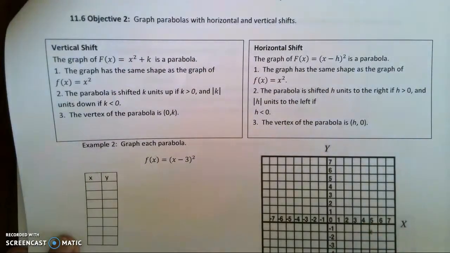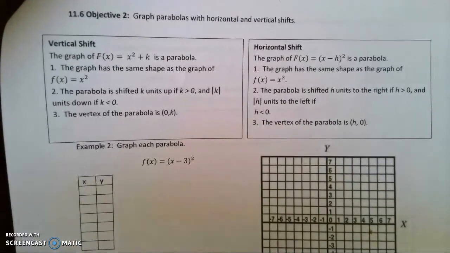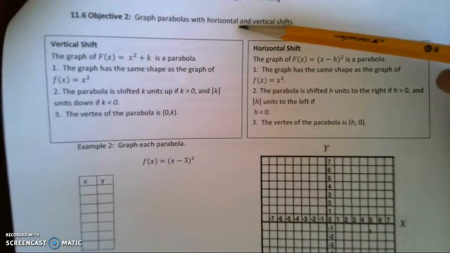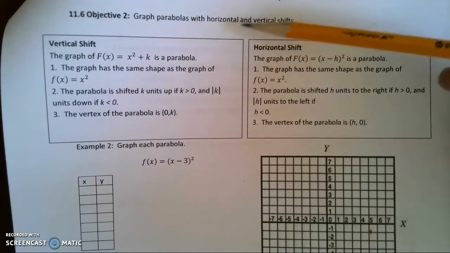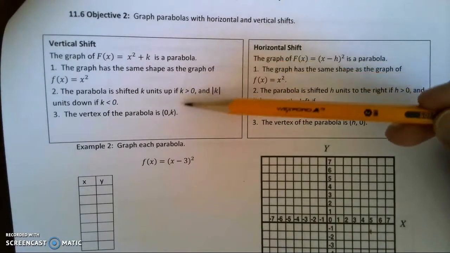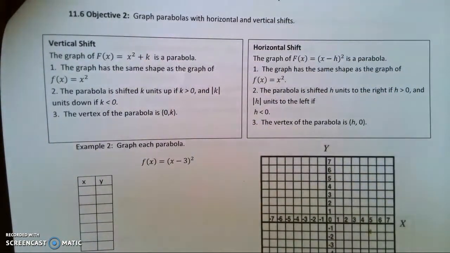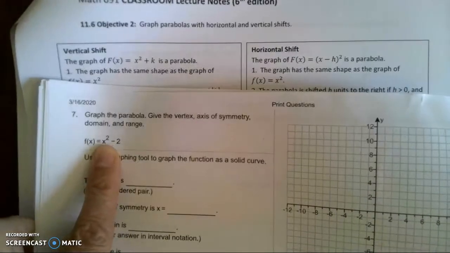Hi, so this is section 11.6, objective 2. We're going to be talking about horizontal and vertical shifts, which basically means shifting up and down, to the left or the right. Okay, so I'm going to look at this one first, and while I'm at it, I'm going to go ahead and do number 7, because that relates to it in the homework.